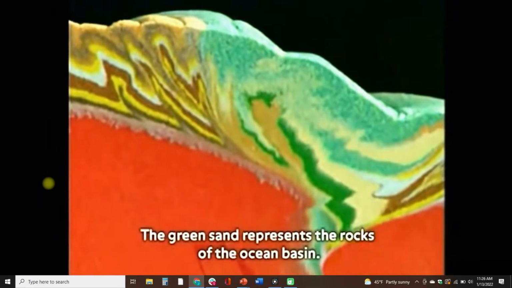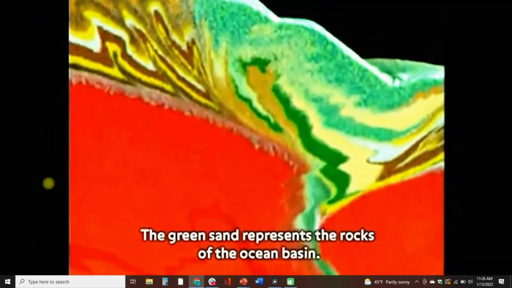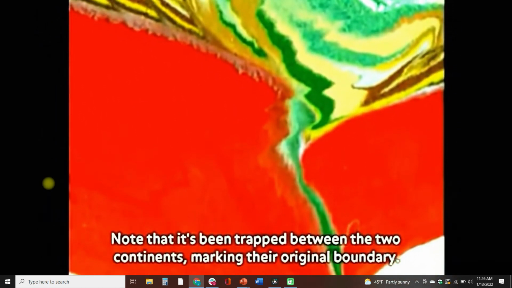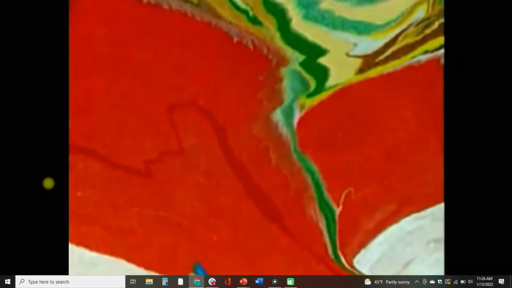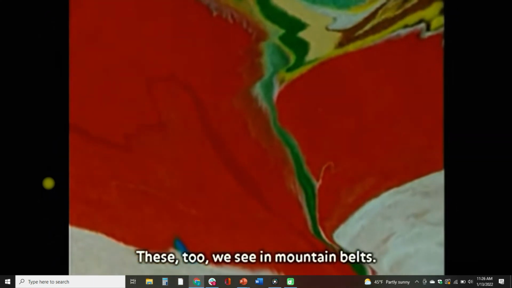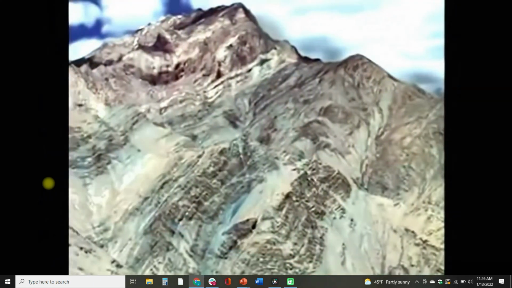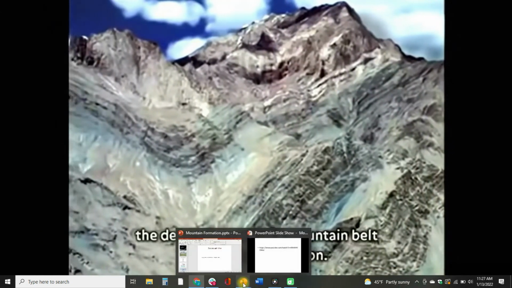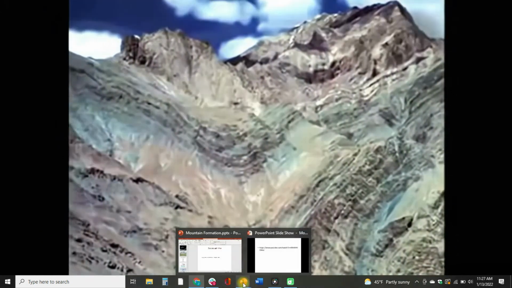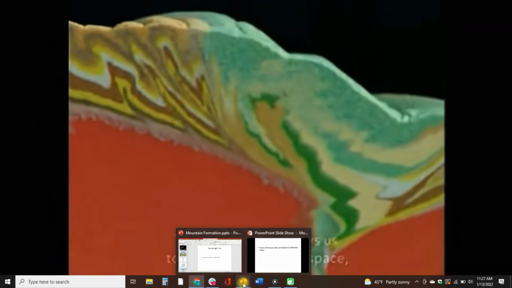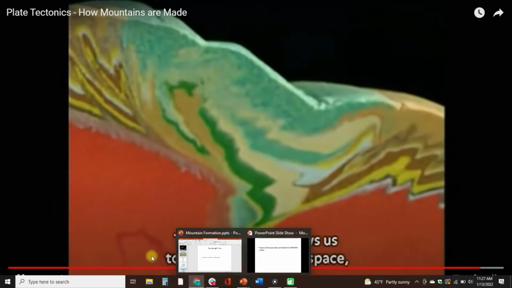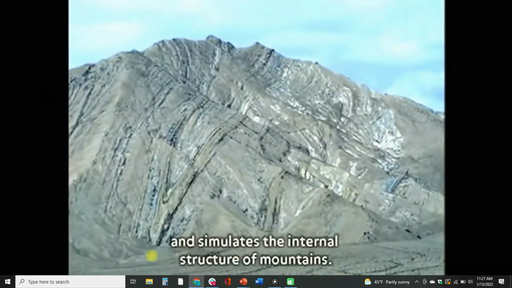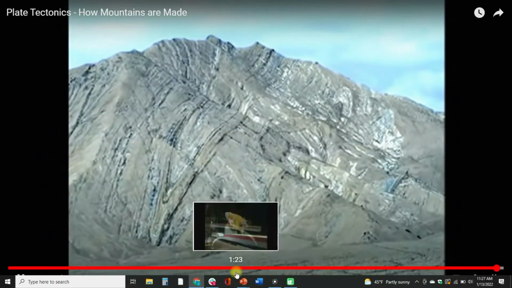The green sand represents the rocks of the ocean basin. Note that it's been trapped between the two continents, marking their original boundary. These too we see in mountain belts. It's very difficult to understand the deep structure of a mountain belt by direct observation. The sand model allows us to compress time and space and simulates the internal structure of mountains.